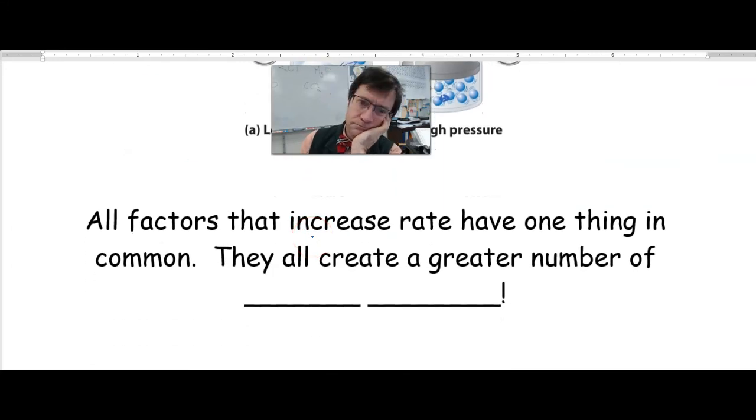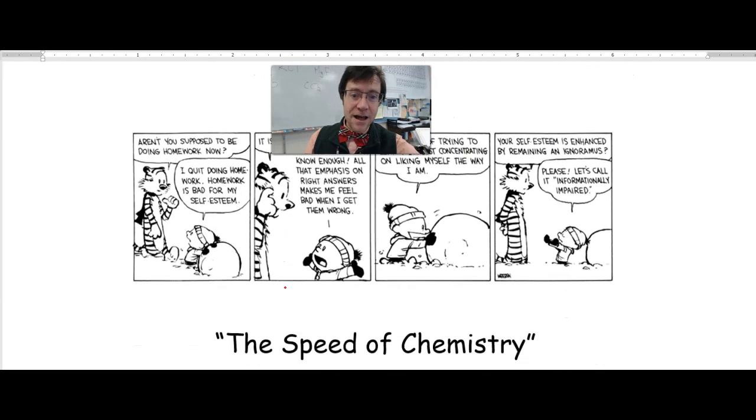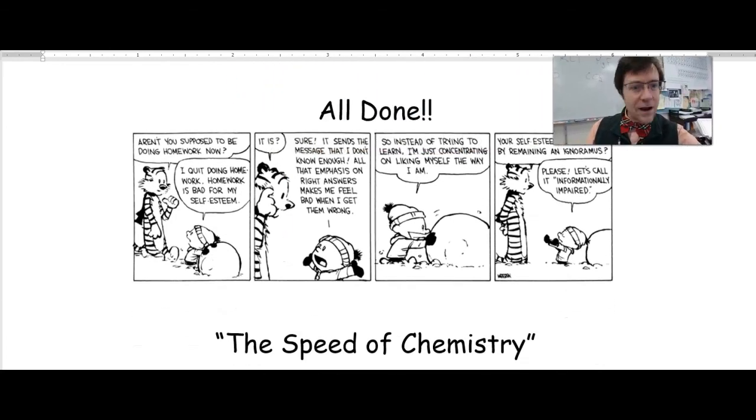Oh. It's as if I knew. It's like I'm clairvoyant. All factors that increase the rate have one thing in common. What are they making a greater number of? Effective collisions. You guys get what I'm saying? The more effective collisions you can make happen, the faster your chemical reaction is going to be. Dig. And that's it. We are all done.